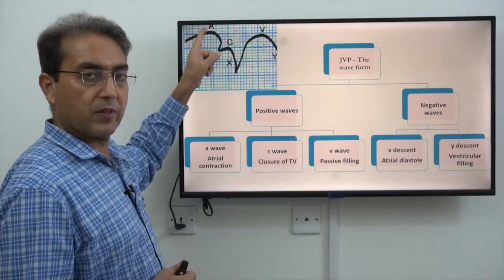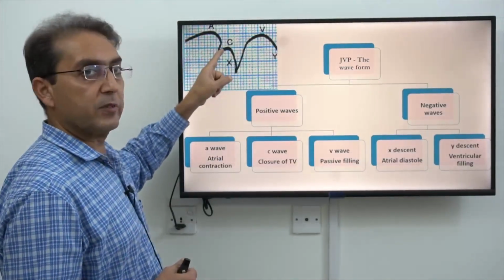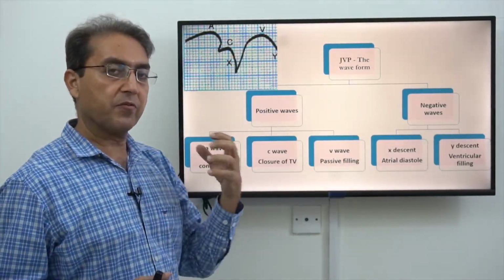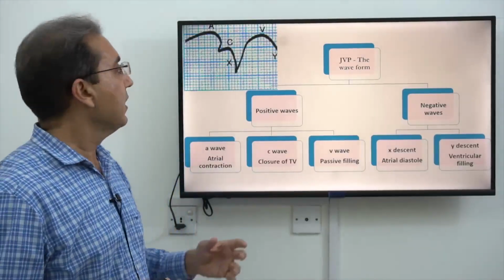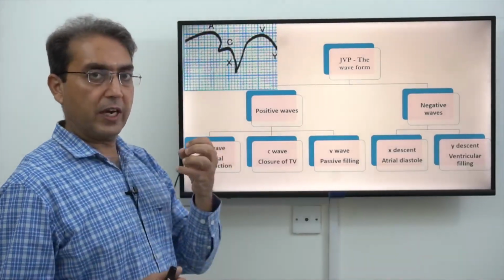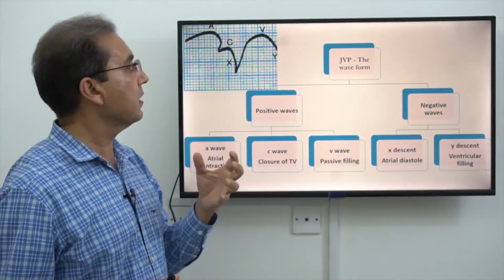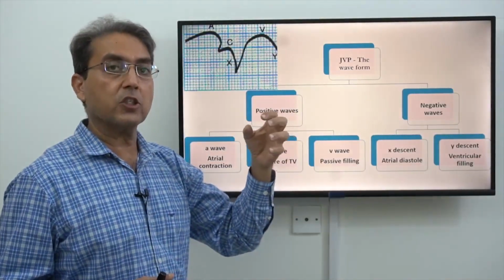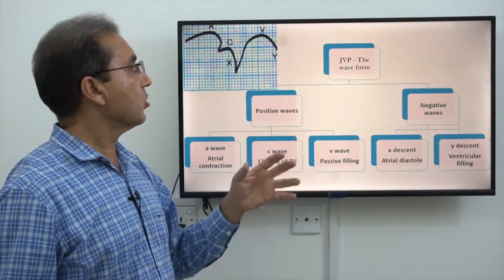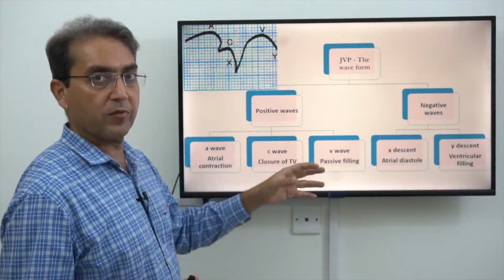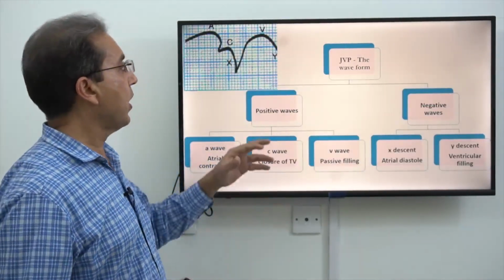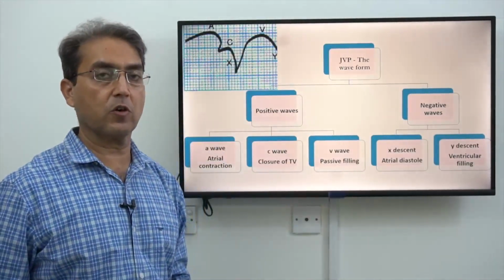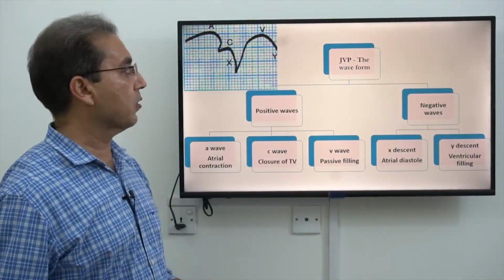The A wave is because of the atrial contraction, the C wave is because of the closure of the tricuspid valve, and the V wave is because of the passive filling of the right atrium. The X descent is because of the atrial relaxation, atrial diastole, and this Y descent is because of the ventricular filling during ventricular diastole. So the blood is moving out of the atrium into the ventricle and the pressure falls. You have to understand this waveform to understand the clinical phenomena which are going on during tricuspid stenosis.